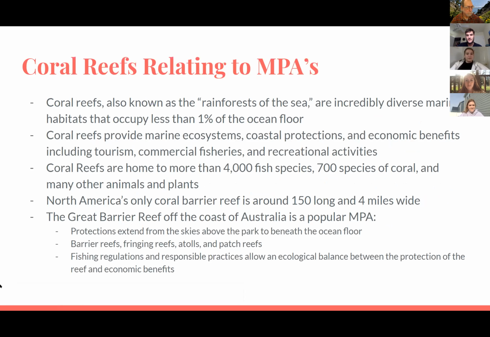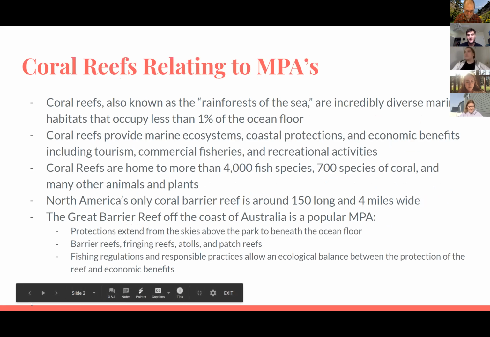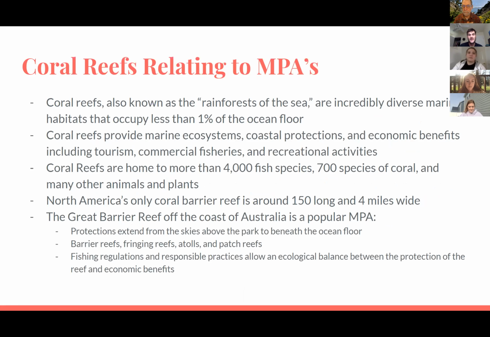So I guess I'll just continue on this slide. Coral reefs related to MPAs. Coral reefs are also known as the rainforests of the sea because they're incredibly diverse, and they occupy less than 1% of the ocean floor, but there's an incredible diversity there. They provide marine ecosystems, coastal protections, and economic benefits, including tourism, commercial fisheries, and recreational activities.